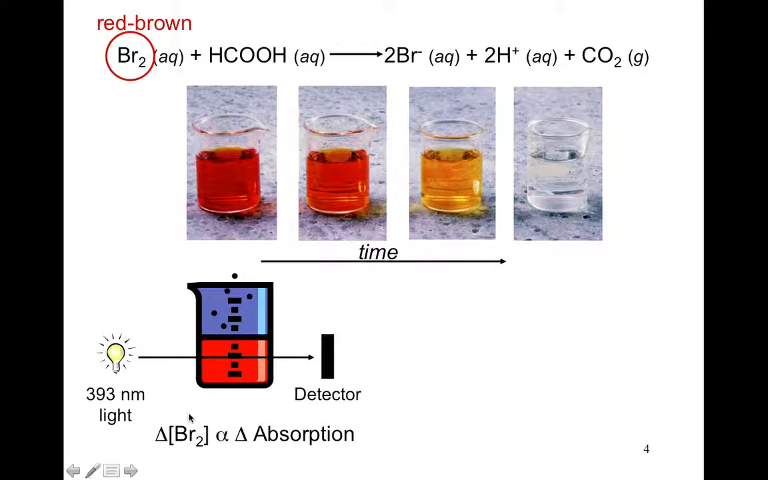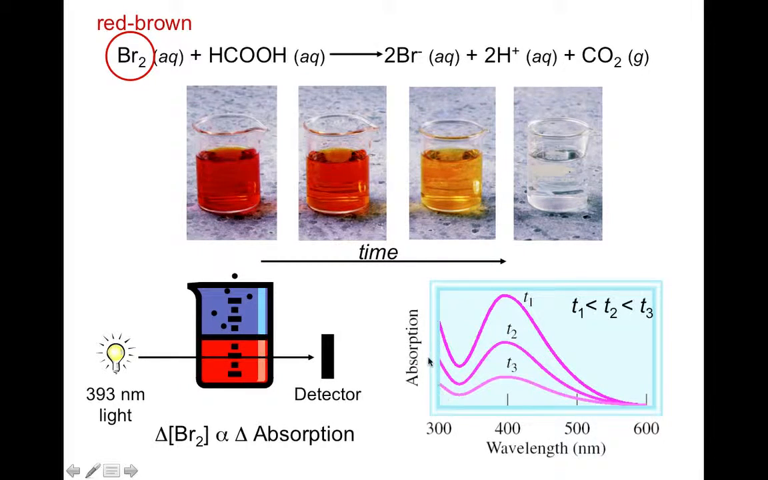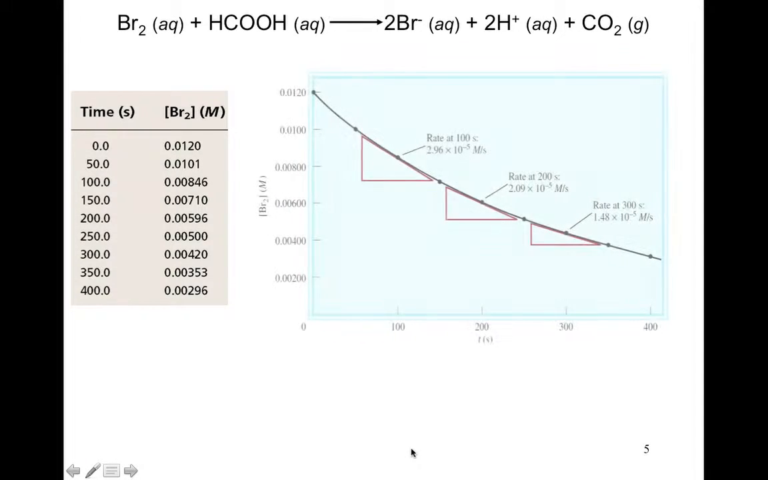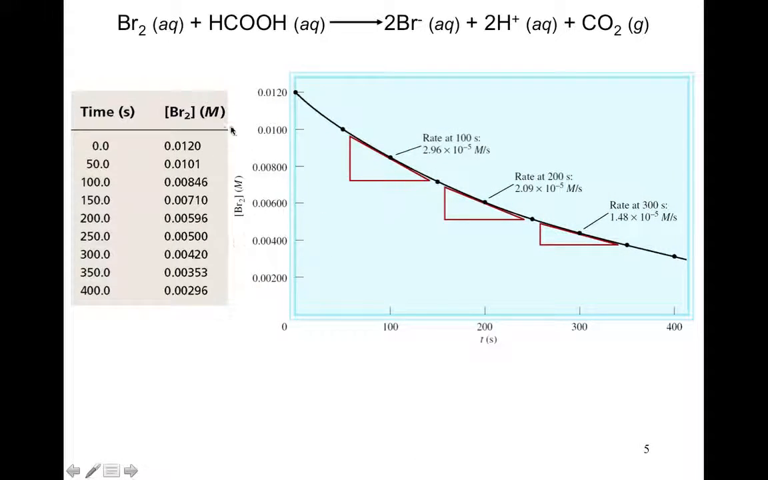And so this gives us the idea that our concentration of bromine is going to be about equal to our change in absorption. So our concentration change is equal to our absorption change. And we get a graph that's something like this. Time 1 is a little less than time 2 is a little less than time 3. And their absorption, of course, is changing as well as this reaction proceeds. So we'll look at another graph of this. This might be a little better.